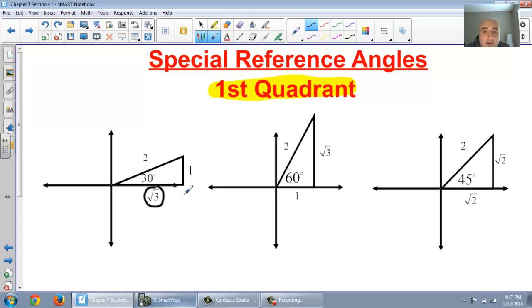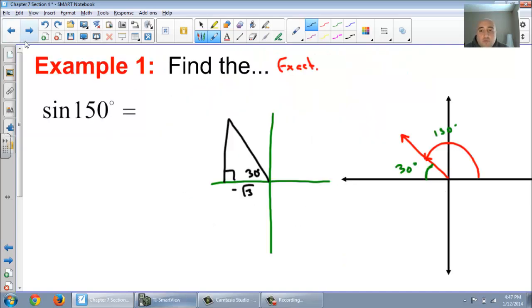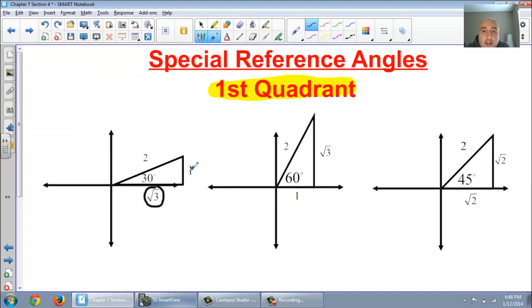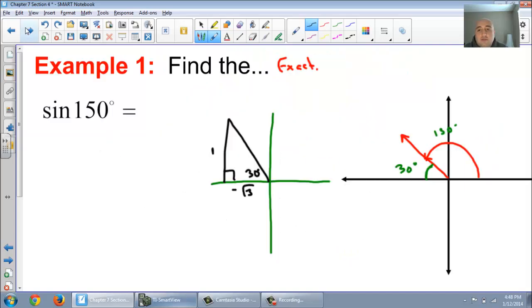Okay, let's go back. What's my y value in my 30-degree triangle? Hopefully you see that it's 1. In this problem, we are still going up, so it's still positive 1. And if you notice in all of the triangles, what is the hypotenuse? The hypotenuse of all these triangles is 2. So that never changes. So our hypotenuse is 2.